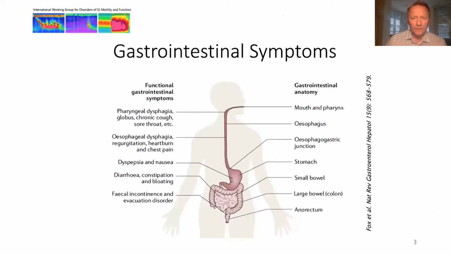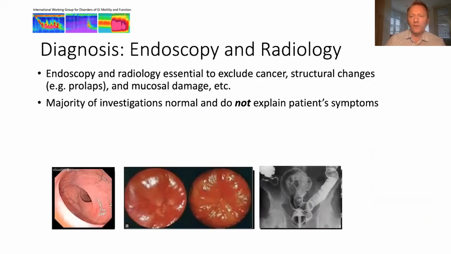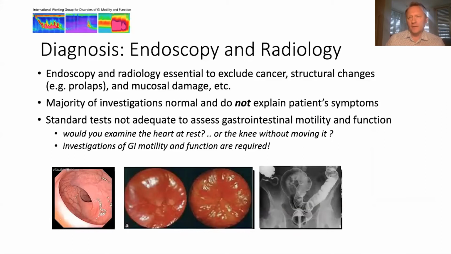It is clear to all of us in the field that functional GI symptoms can develop from the moment we take food into our mouths to the moment that we go to the toilet. It is also clear to us that endoscopy and radiology, although essential to exclude organic disease, do not provide sufficient insight into the causes of symptoms and disease in the majority of individuals that we test. We need an exercise test for the GI tract, relevant to whichever part of that process we're looking at, whether it's the esophagus or the anorectum.